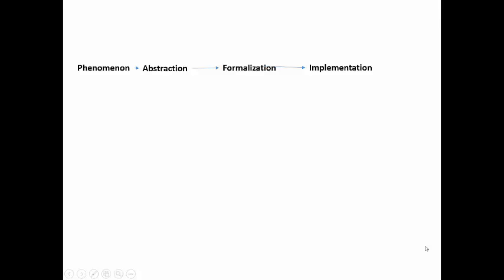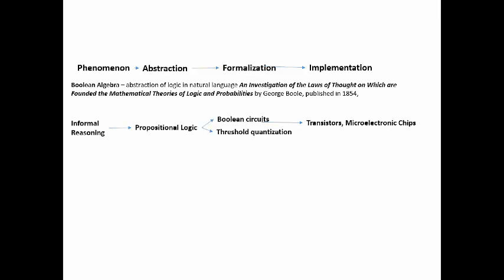So examples that I think will make the case that this is a very important progression I now will discuss. One is Boolean algebra, which is an abstraction of logic in natural language. And we can identify that with the book by George Boole in 1854, An Investigation of the Laws of Thought, on which are founded mathematical theories of logic and probabilities.